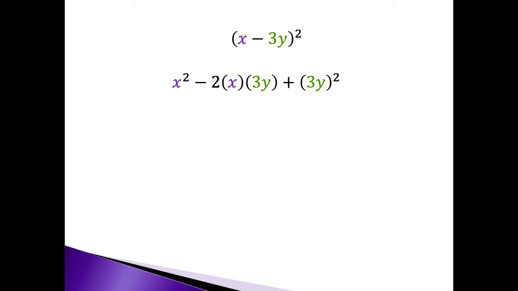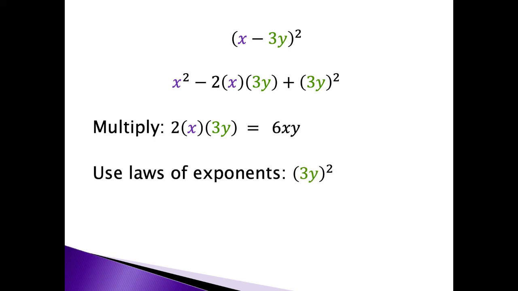Then we're going to simplify that so that we multiply the 2x times 3y, so that becomes 6xy, and the 3y squared becomes 9y squared. Then we put all that together and our answer is x squared minus 6xy plus 9y squared. That is a lot easier than trying to put those two parentheses together and multiplying it out.